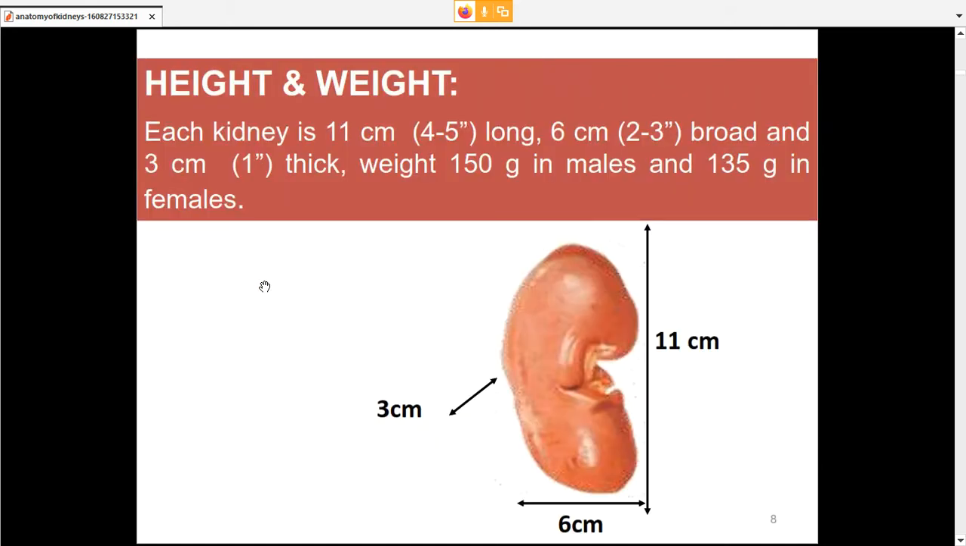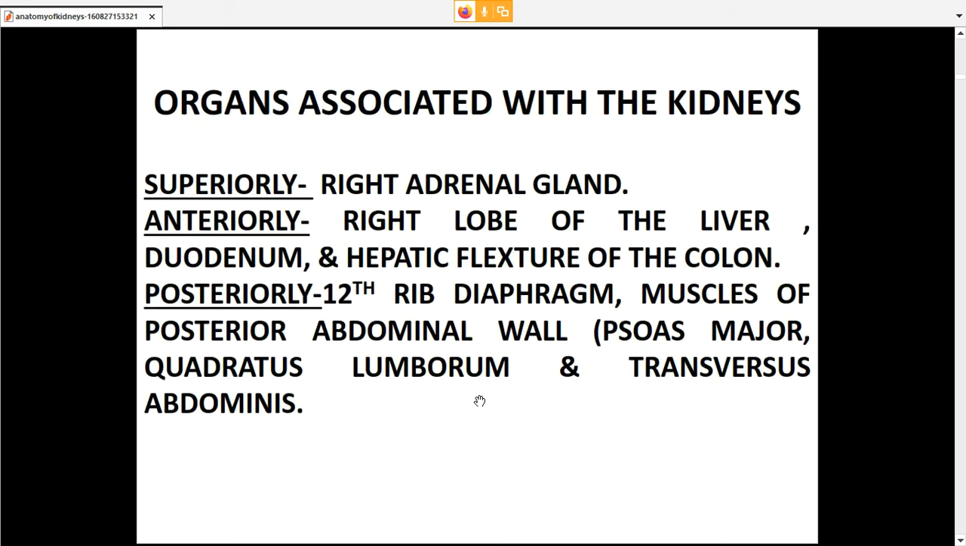Okay, so height and weight. Each kidney is 11 centimeters in length, 6 centimeters broad, and 3 centimeters in thickness. So these are the measurements of the kidney.